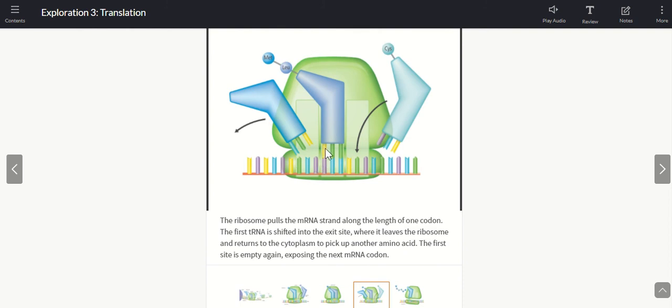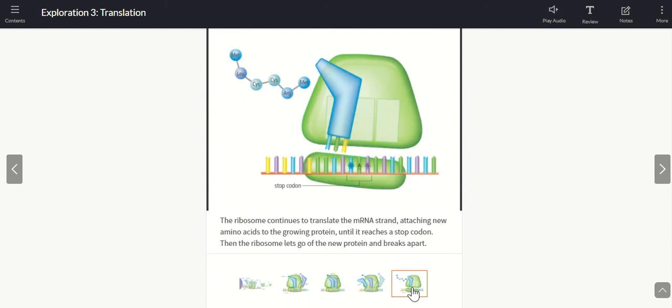Now, as we keep on moving down the messenger RNA, the old tRNAs leave, and they leave to go pick up new amino acids. The new tRNAs continue to come in, they click into place, and then they release their amino acid that came with them. Until finally, what we have is we get to our last codon.